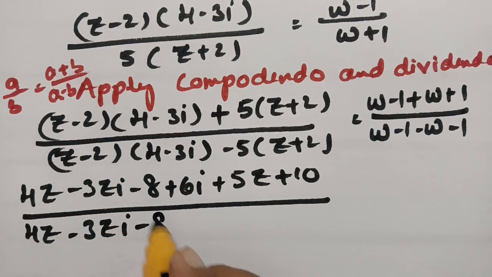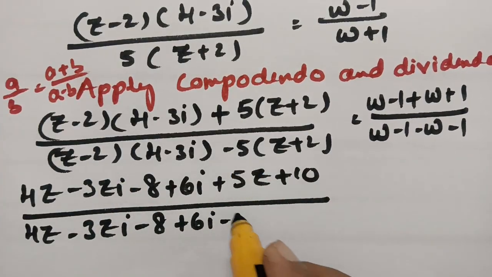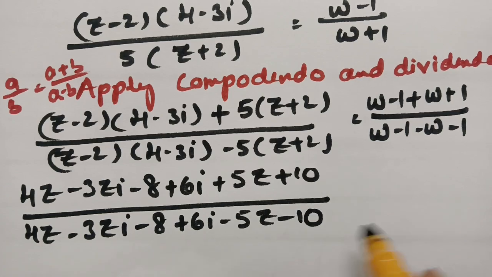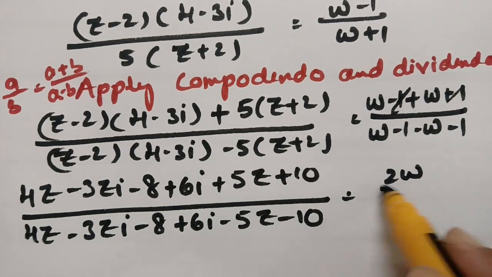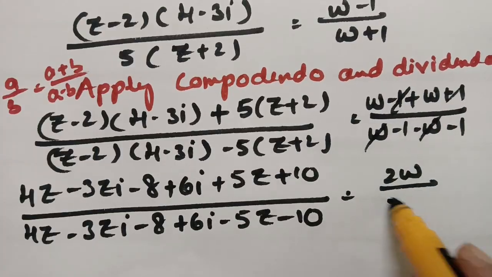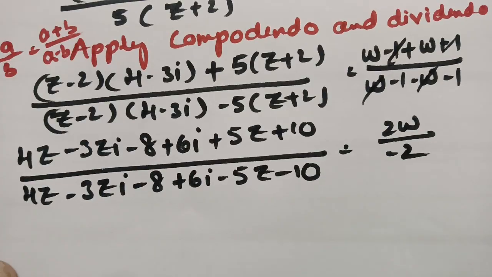This is minus 8. And this is minus of minus plus 6i, and this is minus 5z, and this is minus 10. So if I cancel these two, this will be 2w. So if I cancel these two, this will be minus 2. Clear? And now see here what I am going to do.